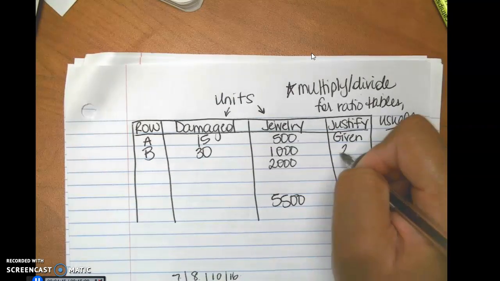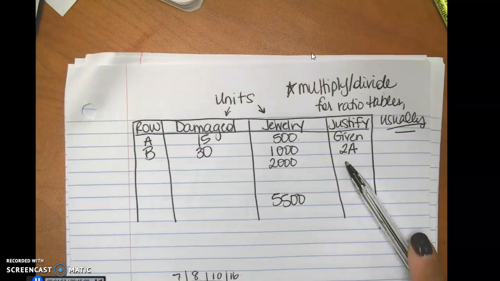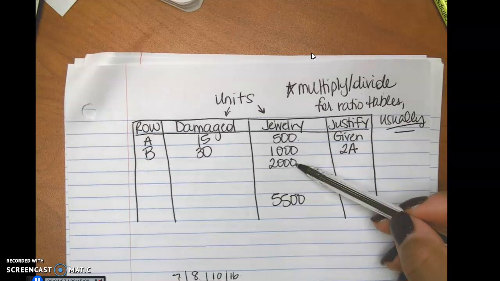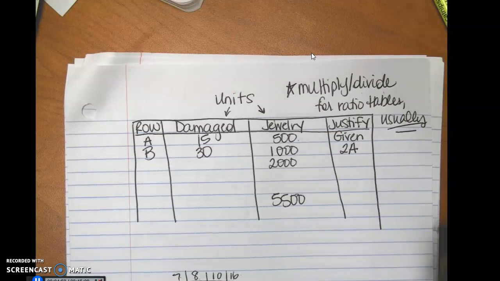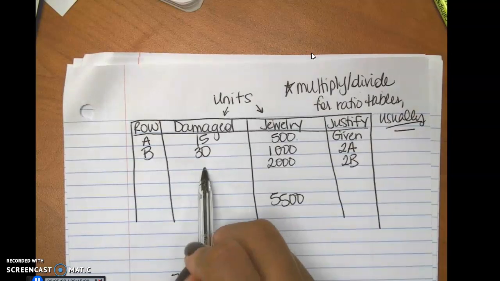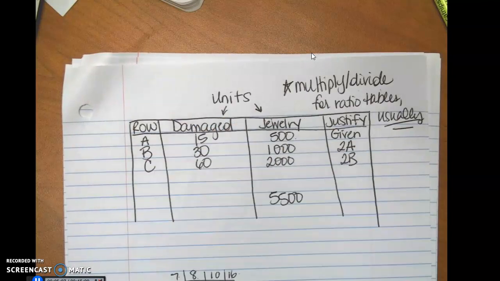So I'm going to write 2A. This is the algebraic form that I'm talking about. It's a variable and it's multiplicative. 30 times 2, 2B. So from 1,000 to 2,000, it's 2B. So what will this be? 60. And this is row C.